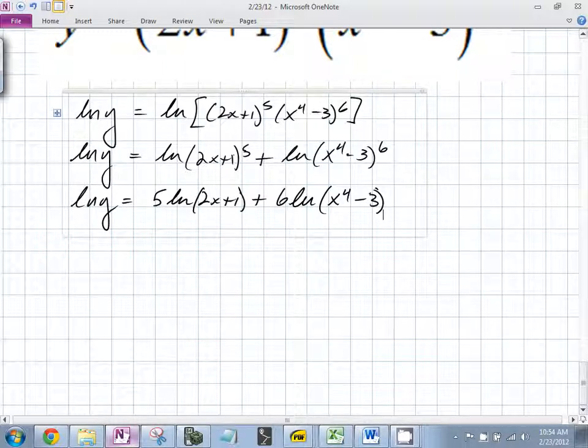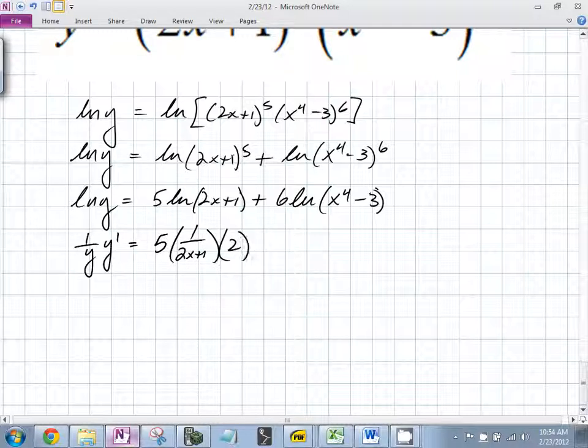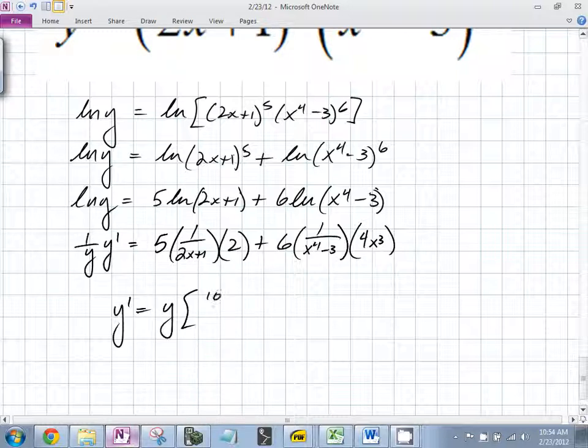Now take the derivative. So 1 over y times y prime is equal to 5 times 1 over 2x plus 1 times 2, plus 6 times 1 over x to the fourth minus 3 times 4x cubed. So you get y prime is equal to y times 10 over 2x plus 1 plus 24x cubed over x to the fourth minus 3.